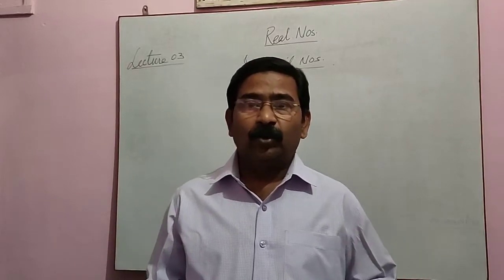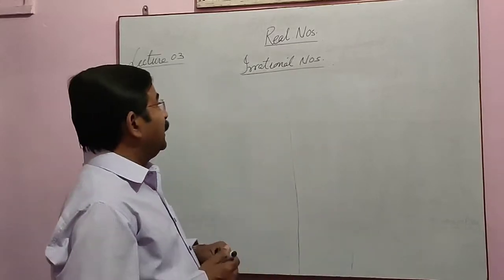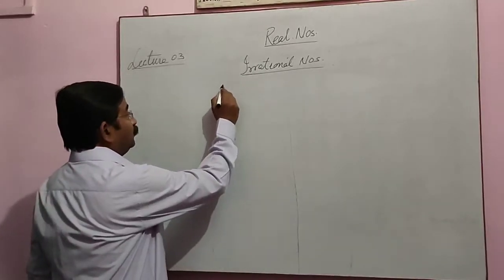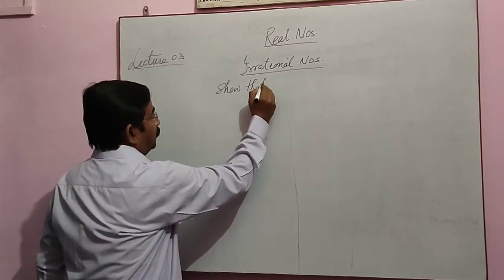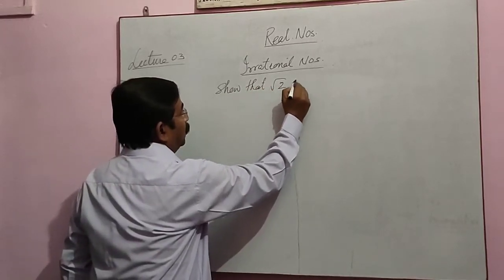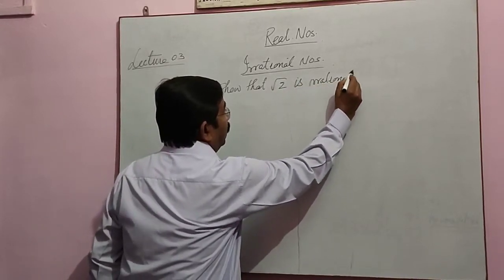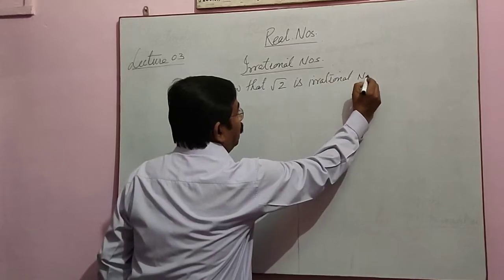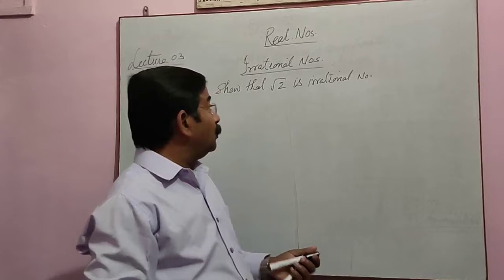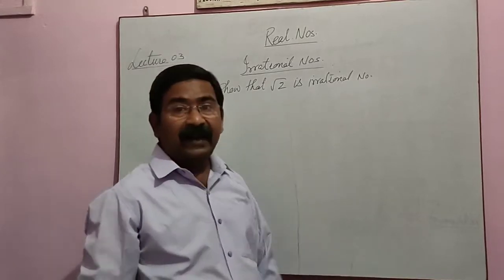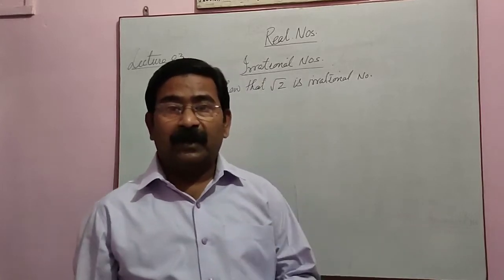So let's see how to prove irrational numbers. Let me write: show that under root 2 is an irrational number. So we don't have any idea, as I told. So what to do? We use the contradiction method.